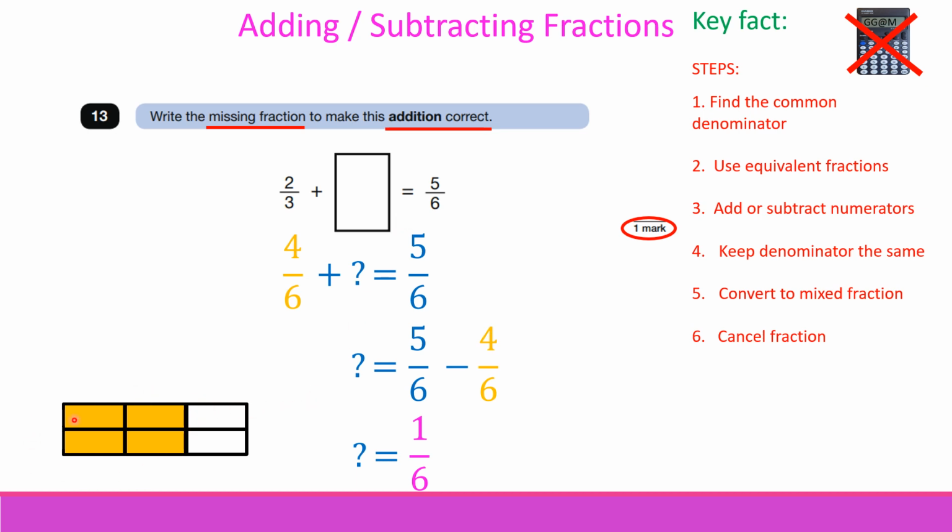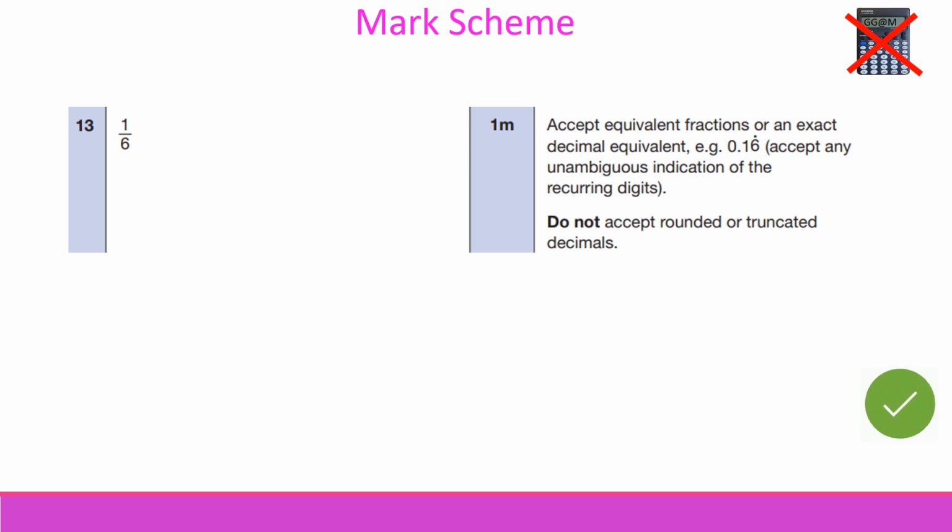Remember, if you look at the diagram, 4 out of 6 is already coloured in, and we want to make it 5/6, so you actually only need to colour in 1 more square to make it 5/6. Now there are 1, 2, 3, 4, 5 out of 6 squares coloured in, so my answer is 1/6. If you got this correct, give yourself a big tick. Great work. Well done. The mark scheme on this question shows the answer is 1/6.